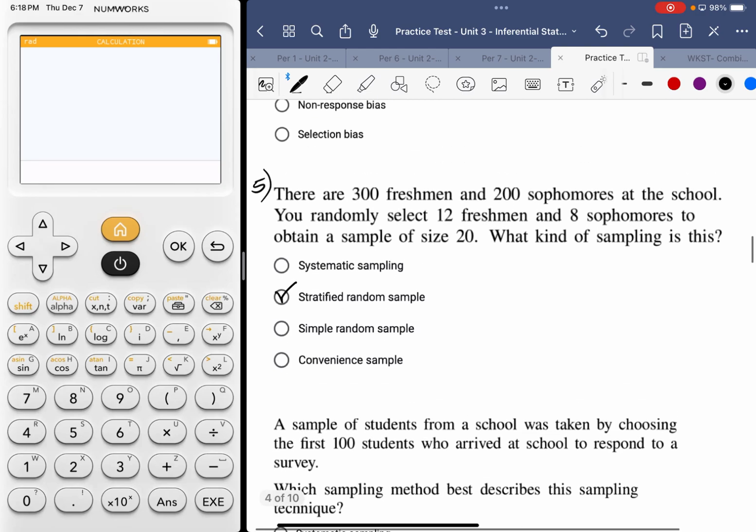Yeah, it's definitely not simple random sample, because if it were simple random sample, you would have all 500 names in a hat and you just pull the first 20. All right, that's not what happened here.